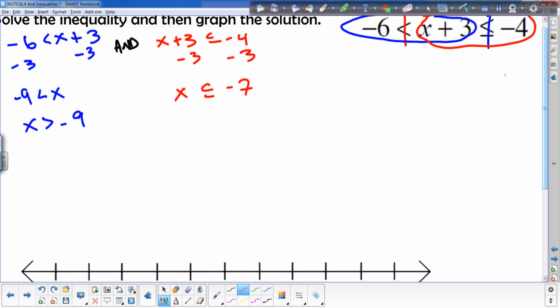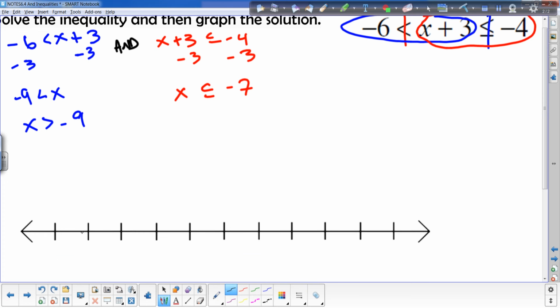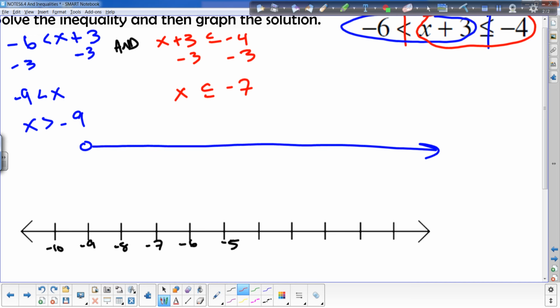So now I'm going to make my number line. Right? So we're from negative 10, negative 9, negative 8, negative 7, negative 6, negative 5. It's probably good enough for now. And again, I'm going to show my work above it, but I'm not actually going to count it as my answer. I'm greater than negative 9, or I am less than or equal to negative 7. And then I look at my inequality, it's an and.